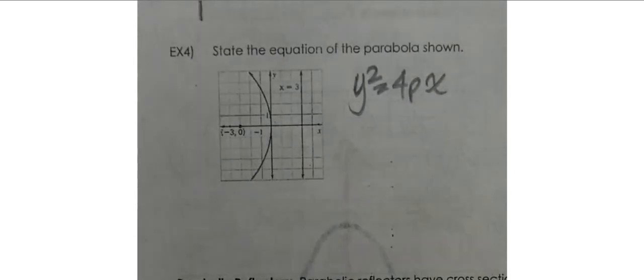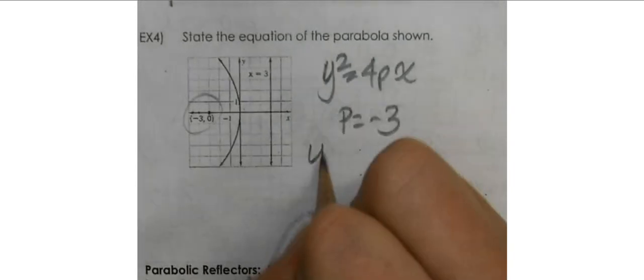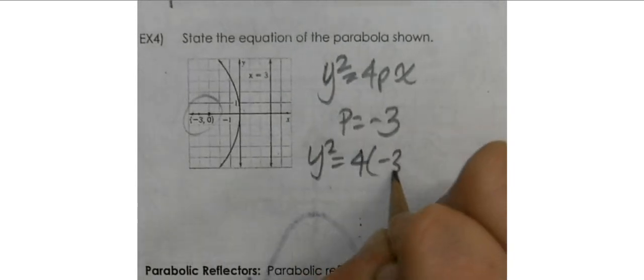My focus is -3, so my p-value is -3. So my equation is going to be y squared equals 4 times -3 times x. So therefore, my standard form equation is y squared equals -12x.